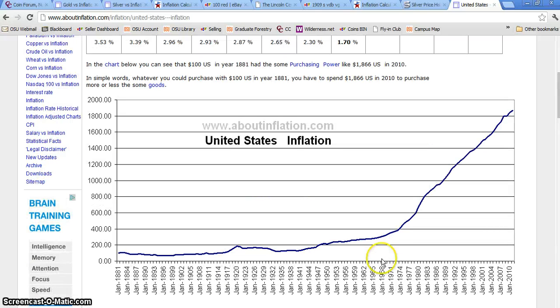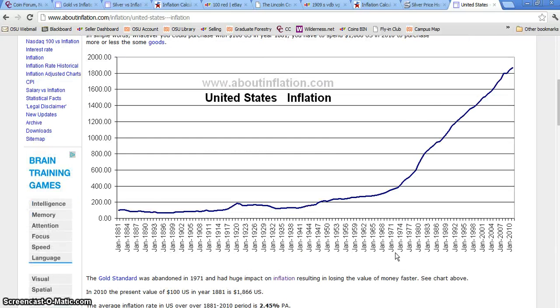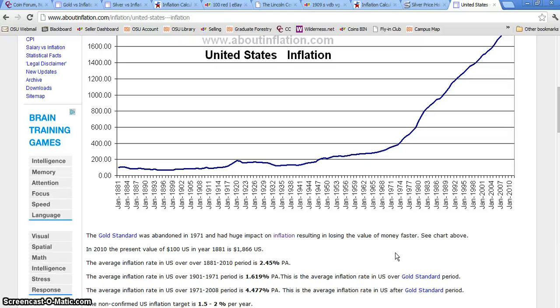And I would suggest, if you want to do some more research, you also look at the U.S. interest rates, which have been nil for very, very long.